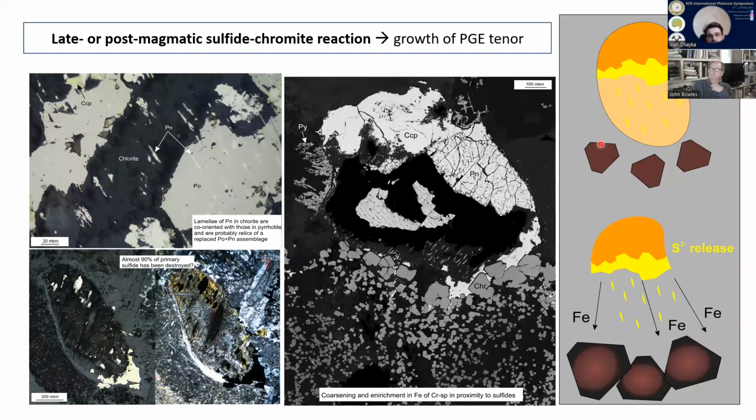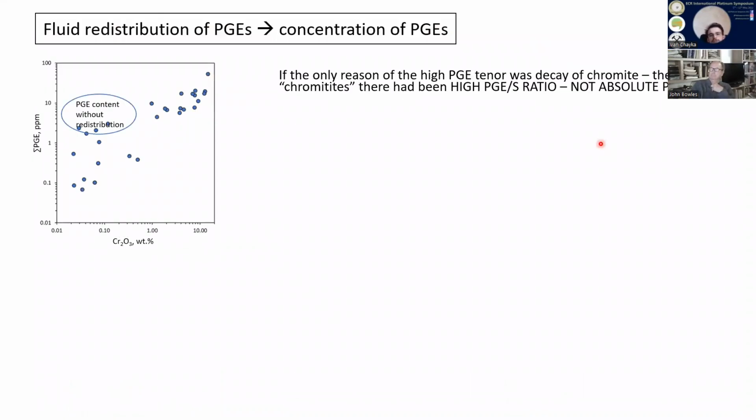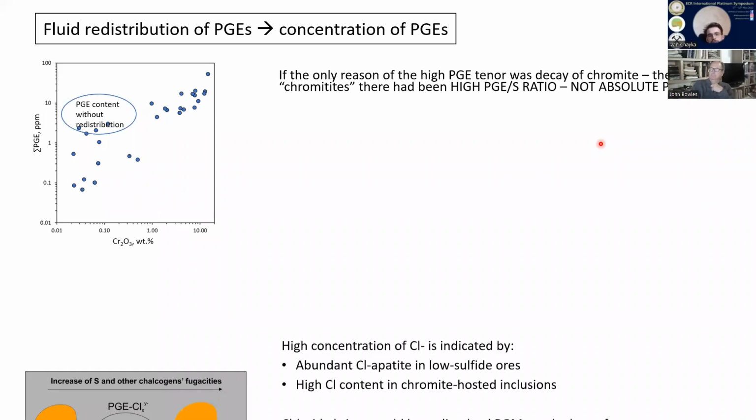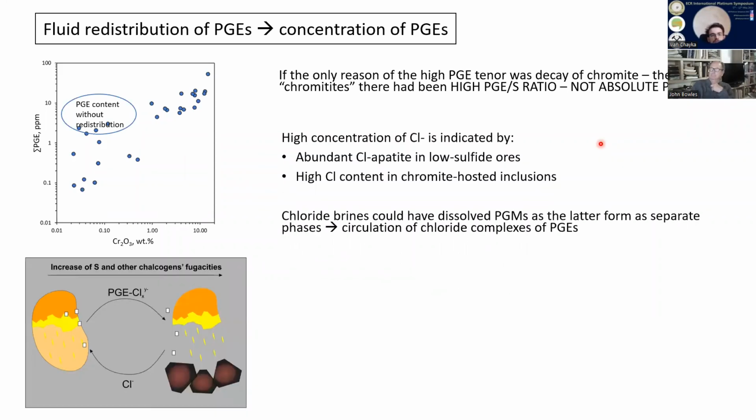we suggest that pyrrhotite decomposed with iron being captured by chromite, accompanied by additional release of sulfur and other chalcogens. However, this process could only raise PGE tenor, but not their absolute concentrations. Therefore, we need some redistributing process which concentrates PGEs in chromite-rich assemblages. This question may be the most challenging in this topic, and as only a suggestion we can think about fluid redistribution, given that the environment was rich in chloride, which forms soluble complexes with PGEs.